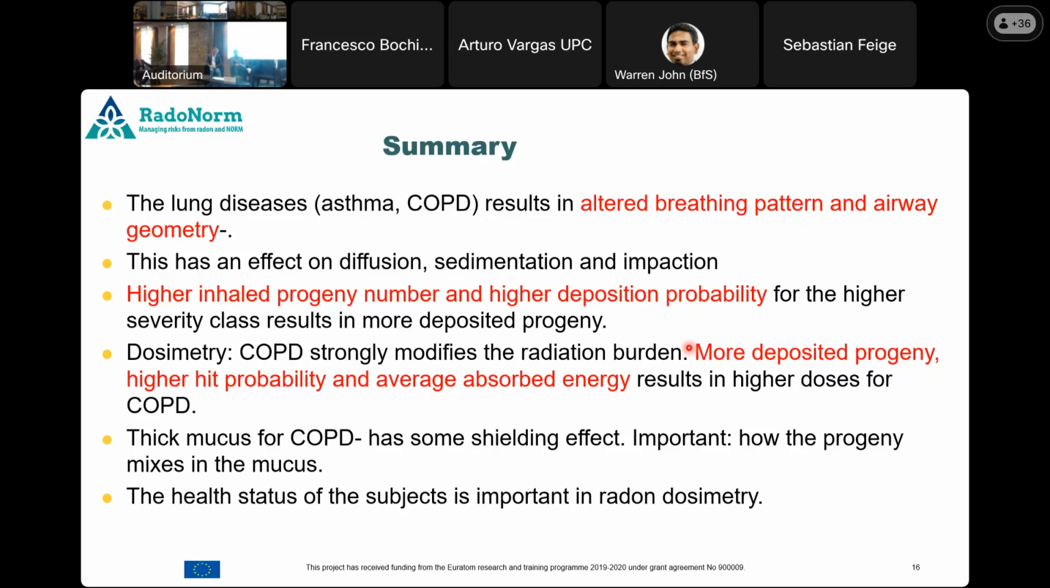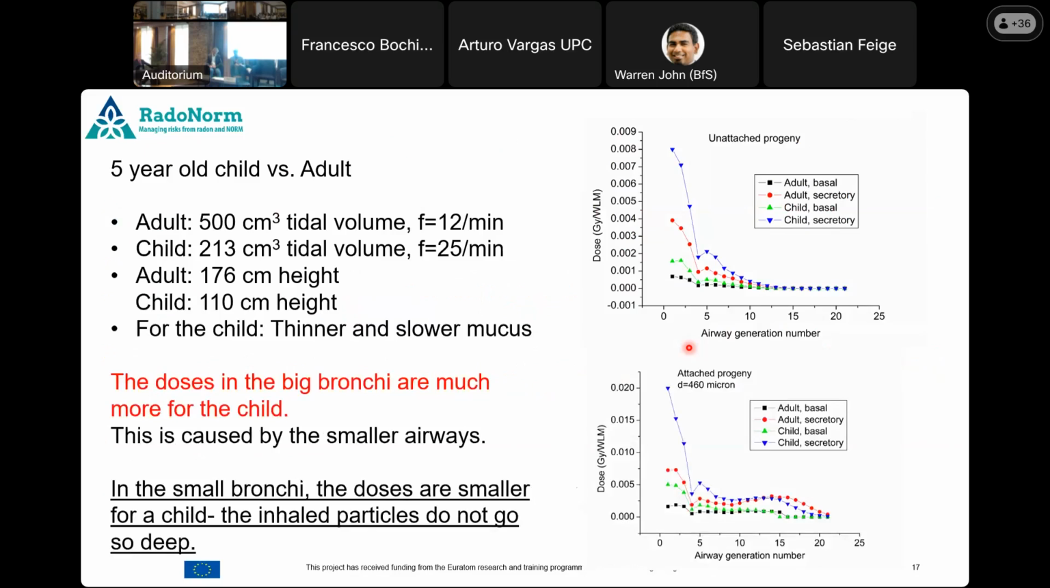It was not in my presentation title, but I would like to highlight that not only health status, but also age can influence the dose very much. Here I made simulations for an adult and for a 5-year-old child. As you can see, the child has a lower tidal volume, but much higher frequency. The child is, of course, smaller, so their airways are also smaller.